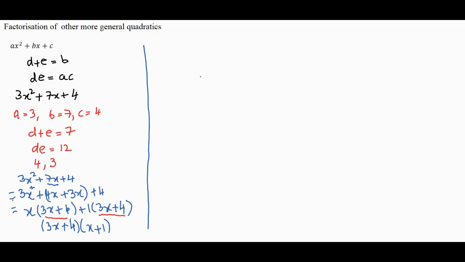I have a shortcut of my own, so I'm going to show you the shortcut, and it's completely your choice whether you wish to use it or stick with this. The shortcut works something like this. Actually ax squared plus bx plus c, and this will work for any a, b, and c, can be written as ax plus d, multiplied by x plus c over d.